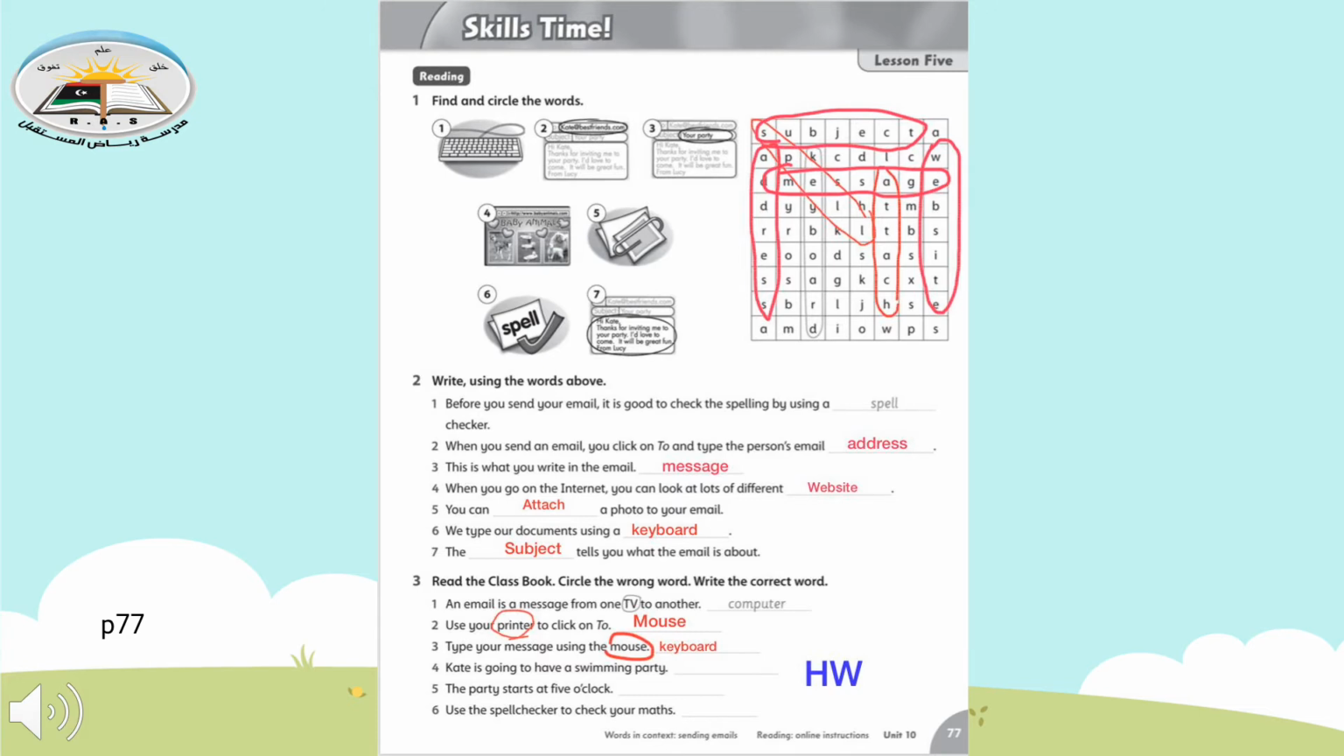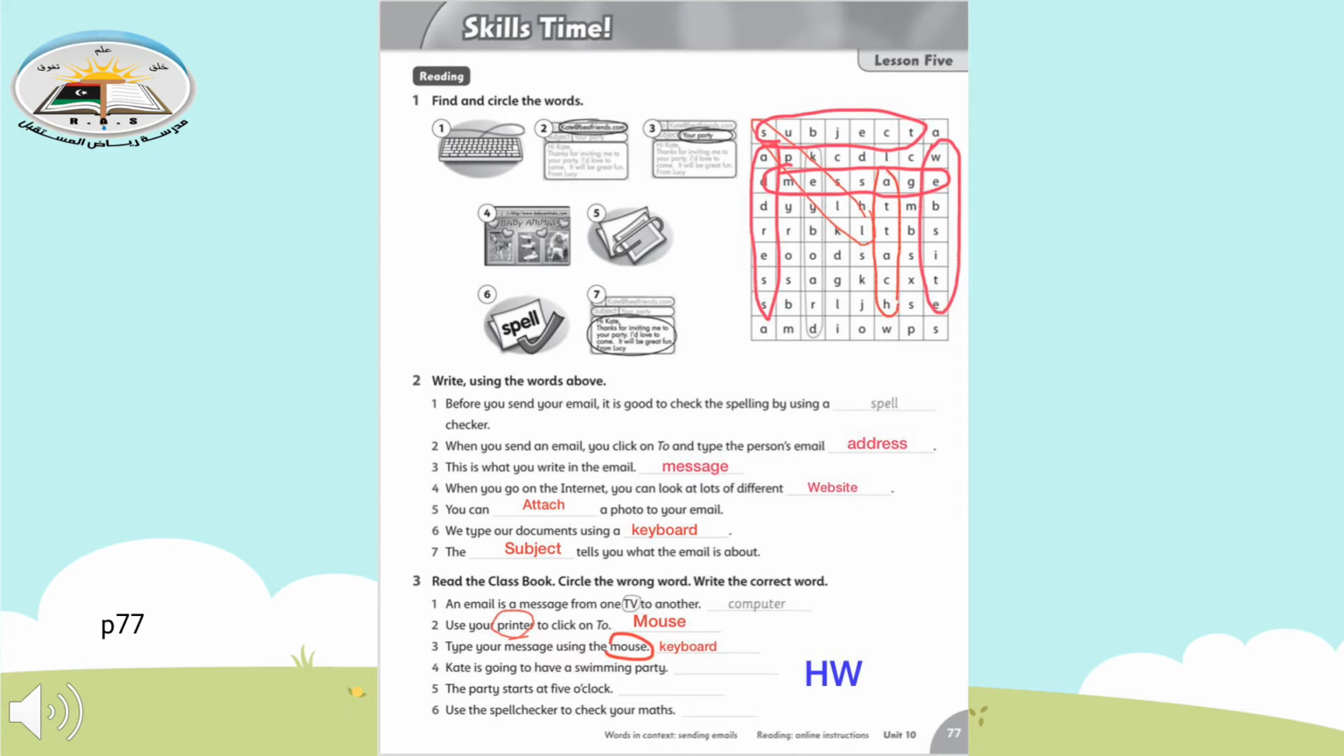Number 1, before you send an email, it's good to check the spelling by using a spell checker. Number 2, when you send an email, you click on to and type the person's email address. The answer is email address. Number 3, this is what you write in an email message. The answer is message. Number 4, when you go into the internet, you can look at lots of different websites.